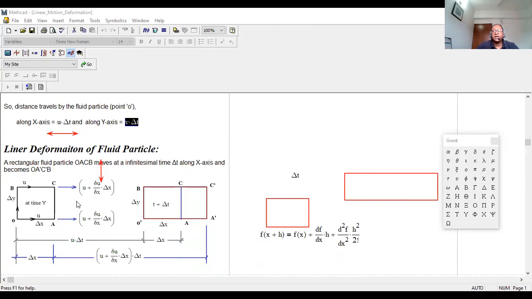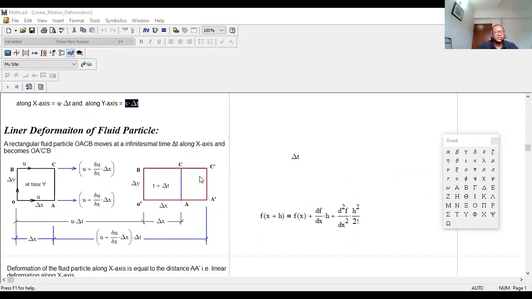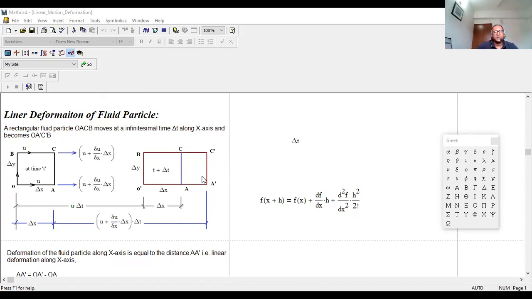So you see right over here, a fluid element at time t is right over here. His dimension is OACB. But after a certain time, what is the time difference? Delta t. At t plus delta t, he travels from here to here and becomes OBA'C'. A'C' is the new position of line AC. Because it gets bigger, this much bigger, right?